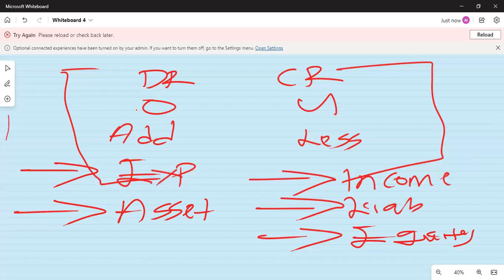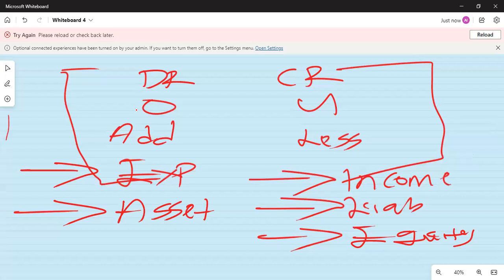Please don't forget, this is a very popular topic in your exam. If you have this type of topic in your exam, it's not new. It's something that is regular. Correction of error is regular.